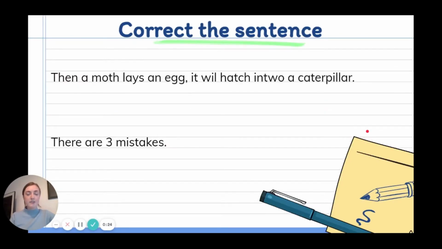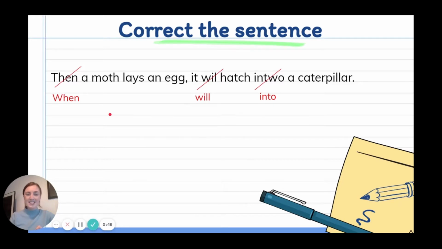Here is our correct the sentence for today, which has 3 mistakes in it. Magnet eyes at the first word. Then a moth lays an egg. It will hatch into a caterpillar. Does that sound right? Let's read it again. Then a moth lays an egg. It will hatch into a caterpillar. There are 3 mistakes in that sentence. Pause now and see if you can find them.